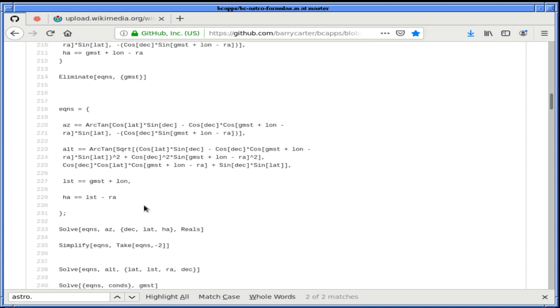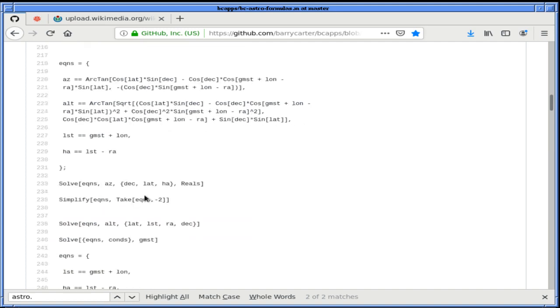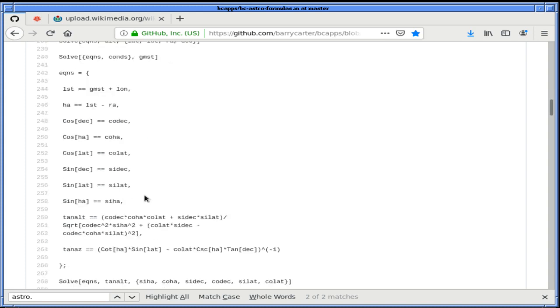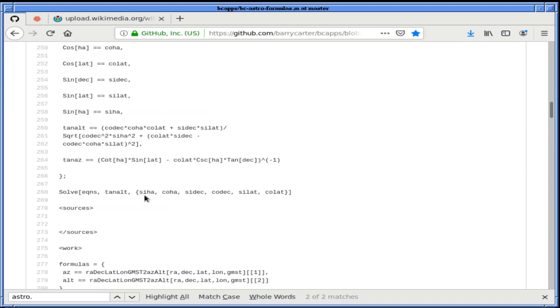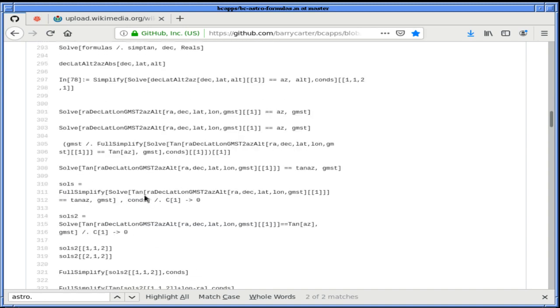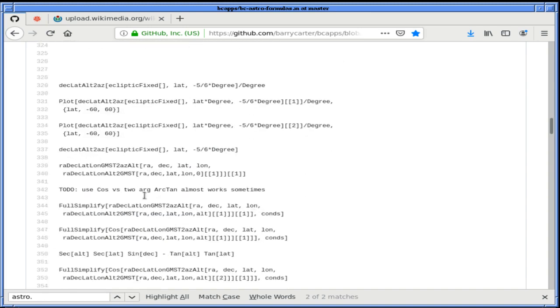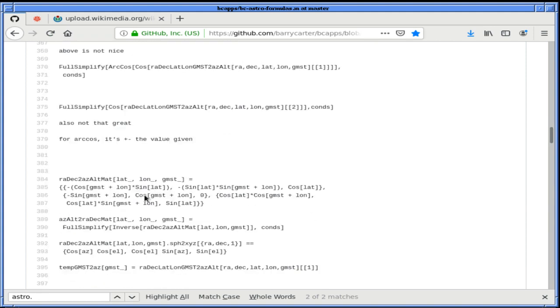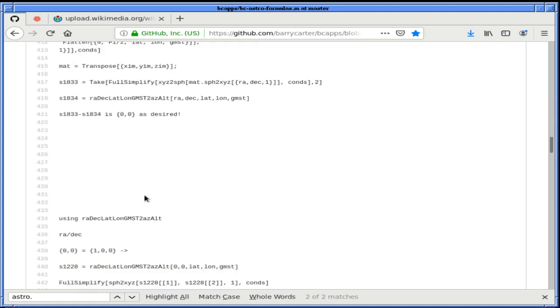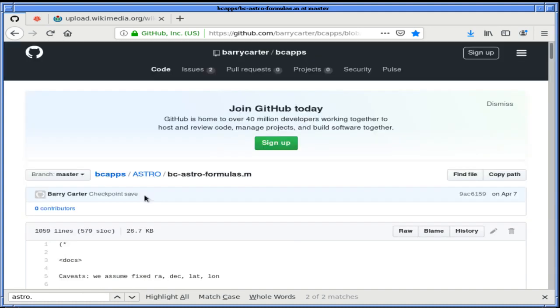And here are some equations that I think we converted. The hour angle, by the way, which I don't have a function for, is just the local sidereal time minus the right ascension. So I think the rest of this file is redundant, I just realized. A lot of the rest of this file basically tells you how I got the results above this.